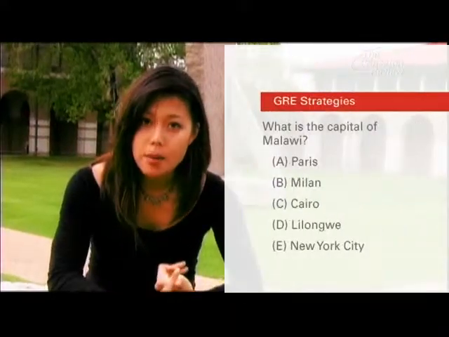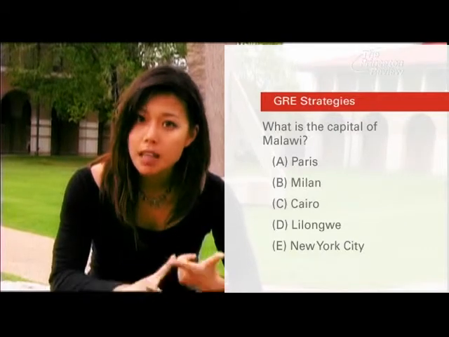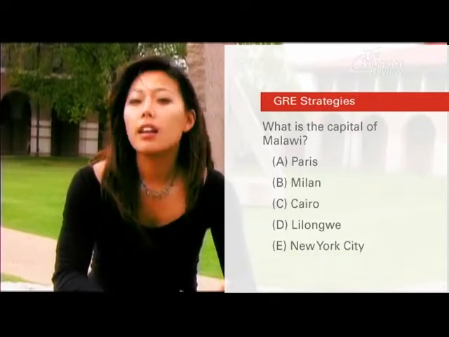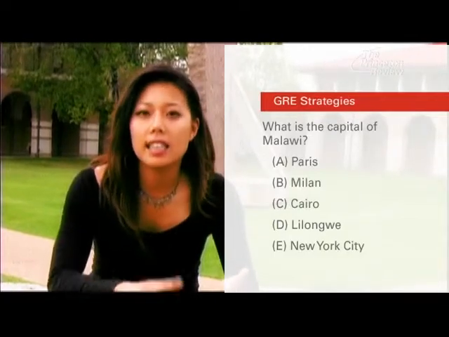Now, another factor that you can take advantage of in the GMAT is the fact that one of the answers has to be correct. What do I mean by this? Well, okay, pop quiz, hotshot. What is the capital of Malawi? Any idea? Well, what if I were to give you some options? A, Paris; B, Milan; C, Cairo; D, Lilongwe; and E, New York City. Have a better clue? The answer is D, Lilongwe.